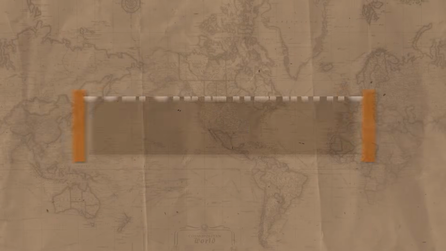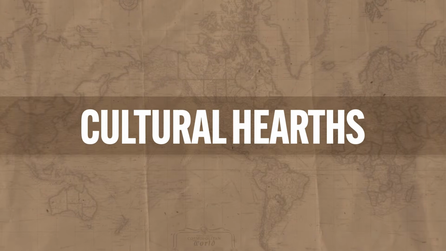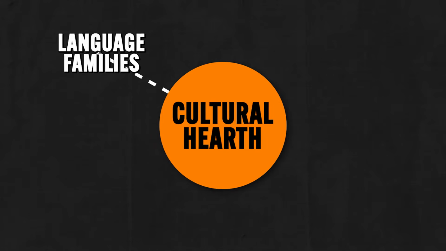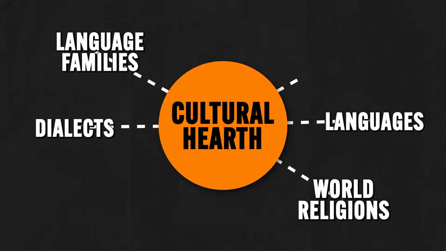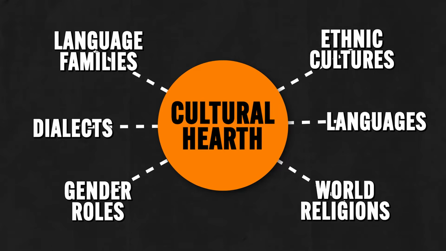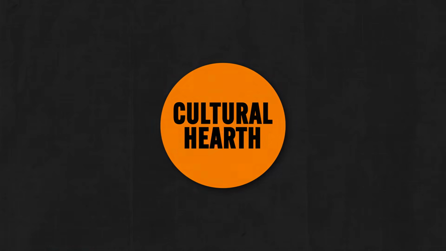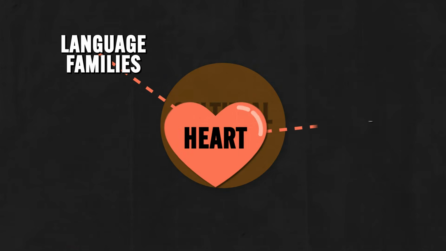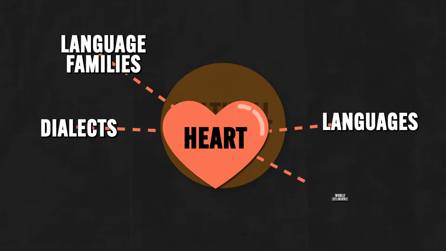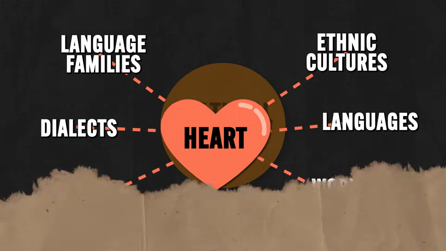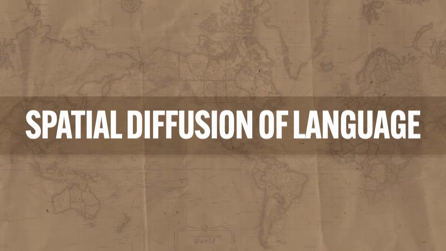So the first thing you need to understand is that if a cultural trait is going to spread, that means it has to spread from some initial point, to which I say, duh. But there's a name for this point that you need to know, namely a cultural hearth. So when language families, languages, dialects, world religions, ethnic cultures, or gender roles begin to diffuse, they do so from some cultural hearth. And that's pretty easy to remember when you see that hearth almost looks like the word heart, and the heart is the central location from which blood is pumped, or one might say diffused, through the rest of the body. So with that, let's consider the first spatial diffusion of language.